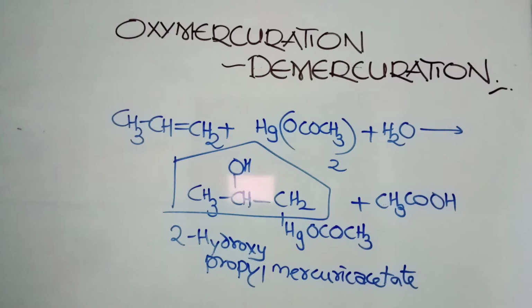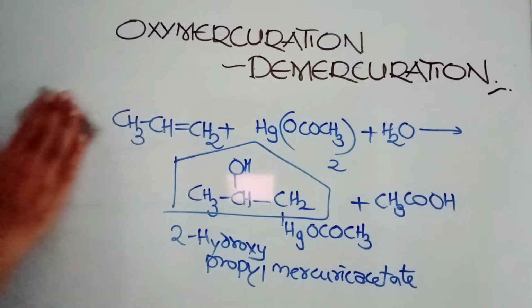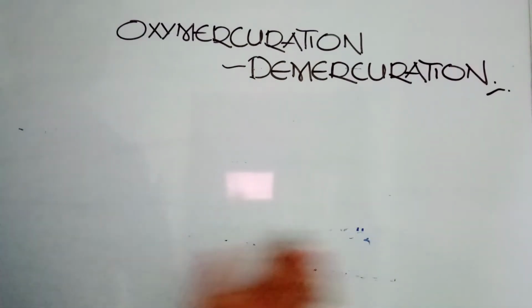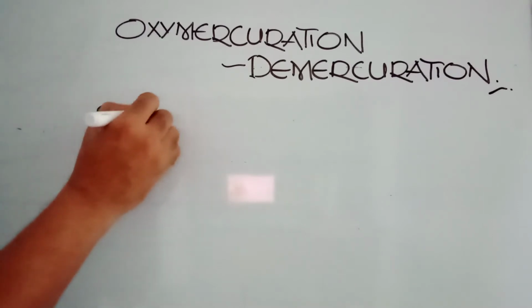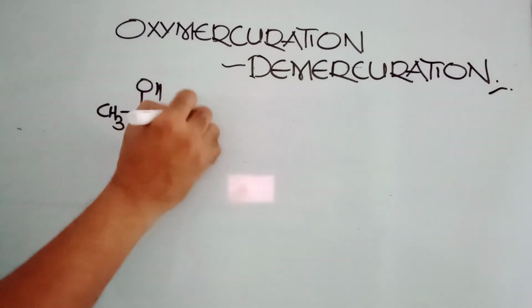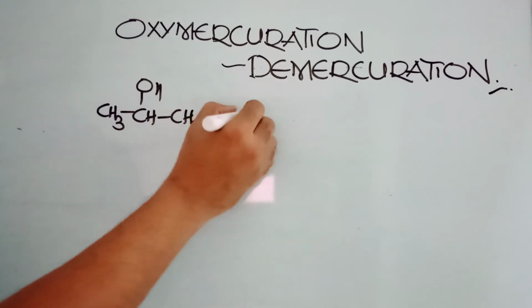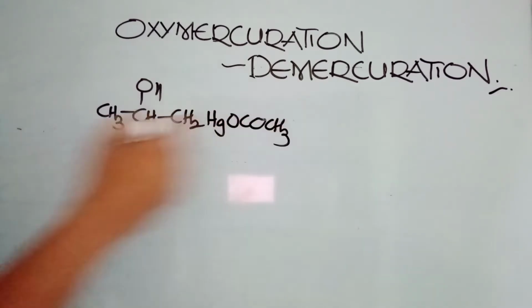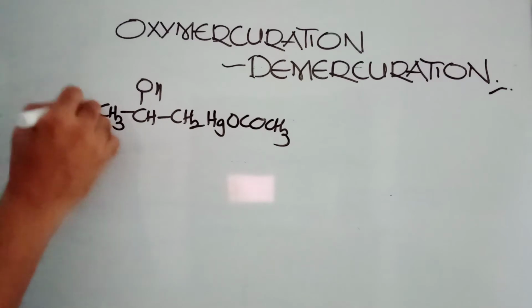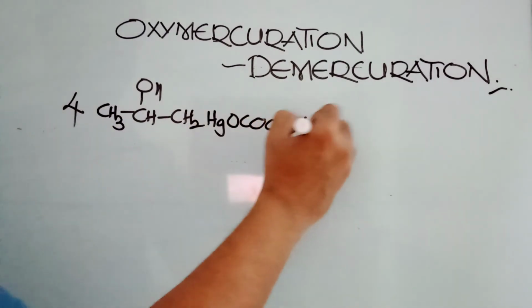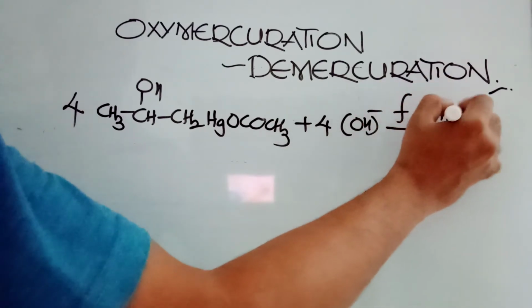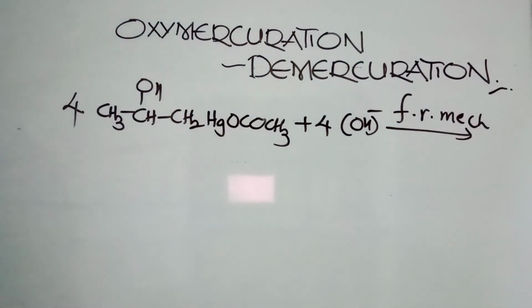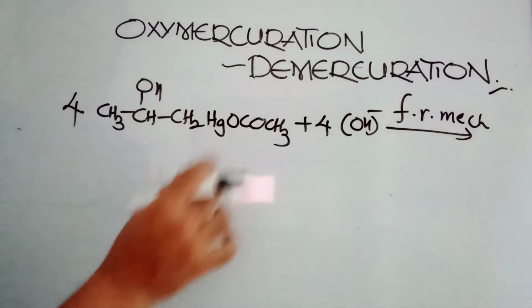This 2-hydroxypropyl mercuric acetate is treated with sodium borohydride, NaBH4. The reaction will be like this: CH3-CHOH-CH2-HgOCOCH3, 2-hydroxypropyl mercuric acetate. For our balancing purpose, I am taking 4 moles in the presence of OH minus. This is going to be a free radical mechanism, a little bit complicated. The reduction will take place.